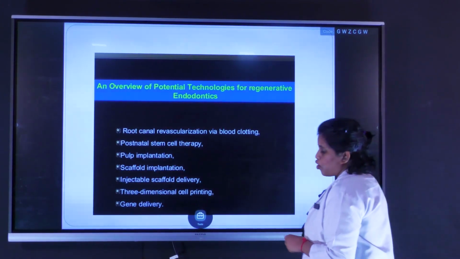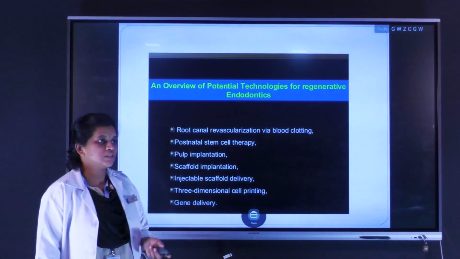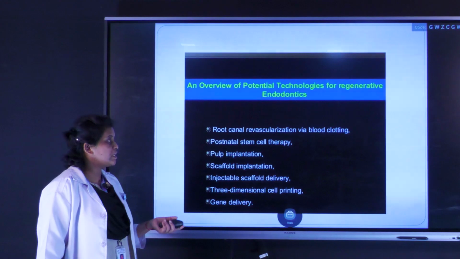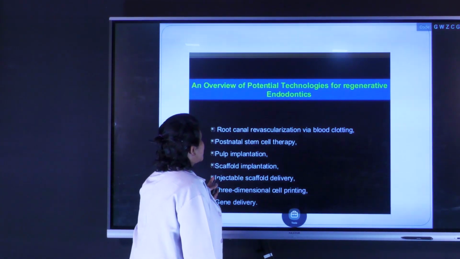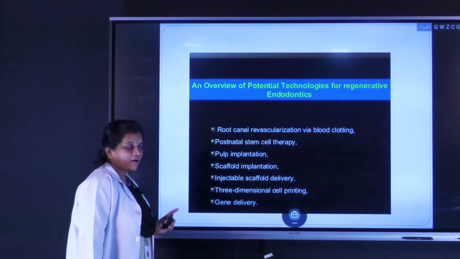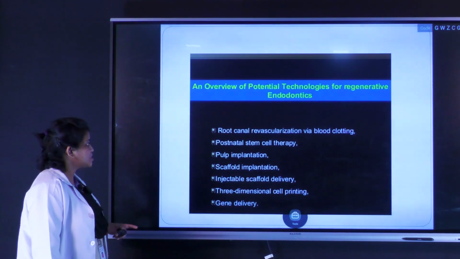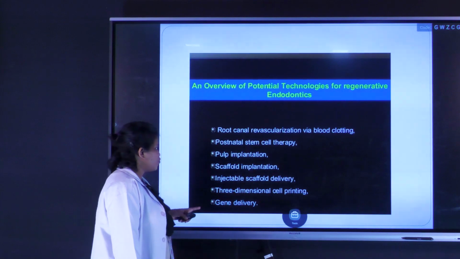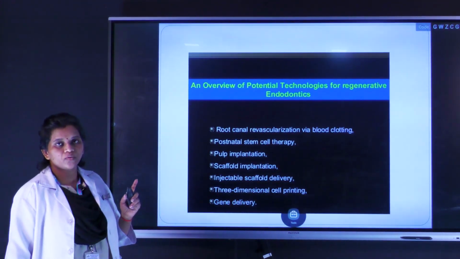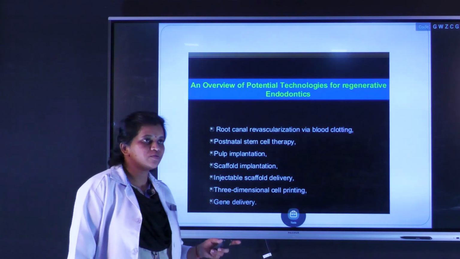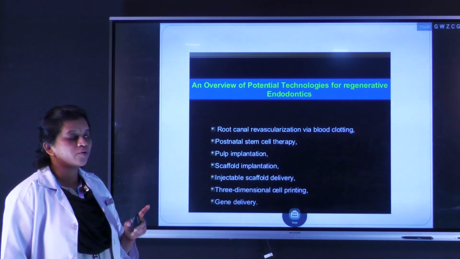Now what are all the possible treatments wherein we can use regenerative endodontics? The most commonly used ones are root canal revascularization via blood clotting, postnatal stem cell therapy, pulp implantation, scaffold implantation, injectable scaffold delivery, 3-dimensional cell printing, and gene delivery. So these are the most commonly used procedures in regenerative endodontics.